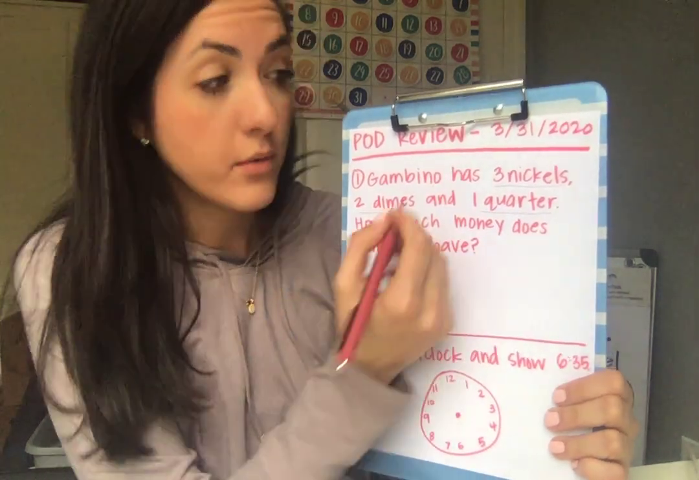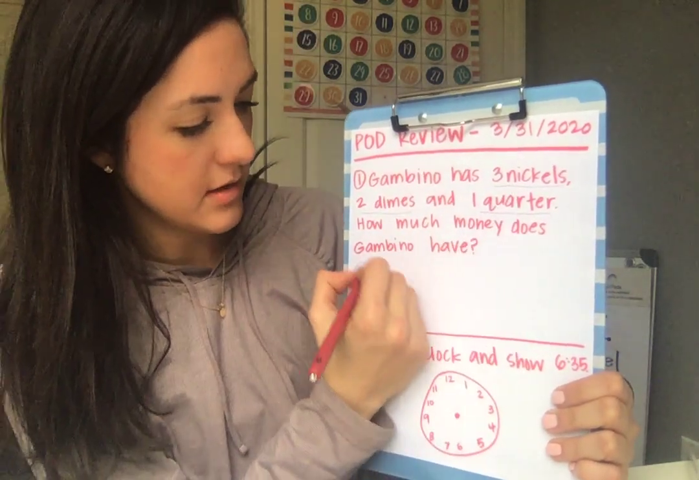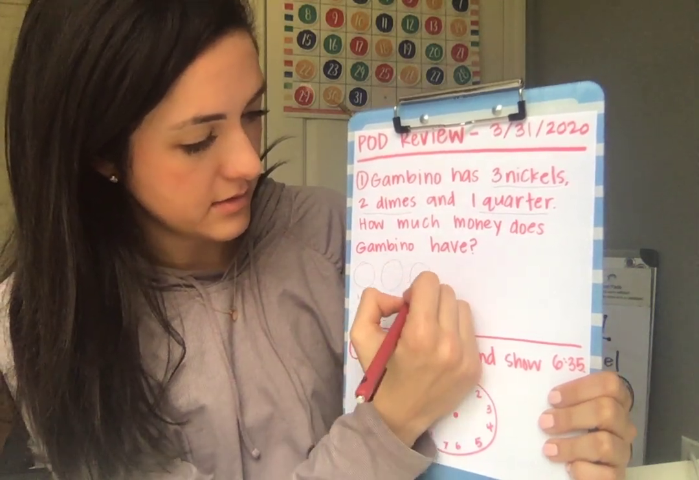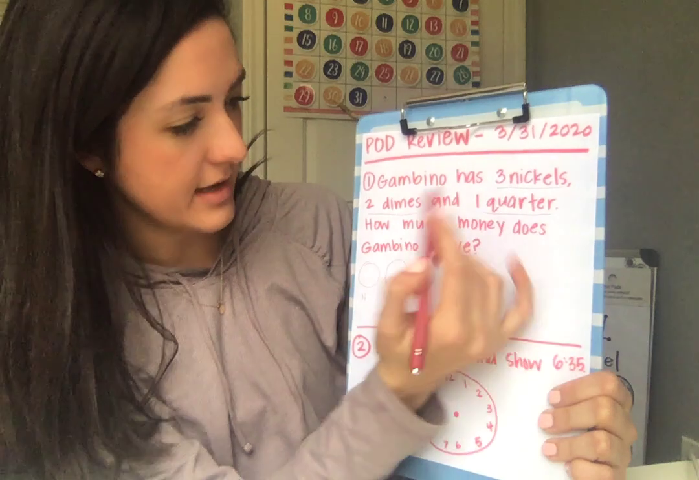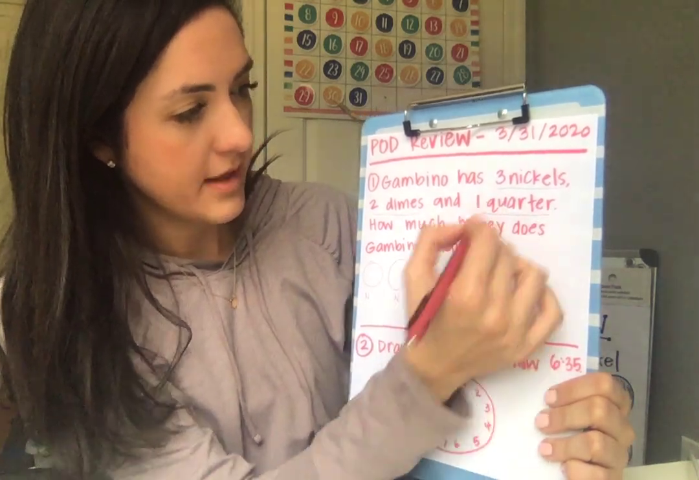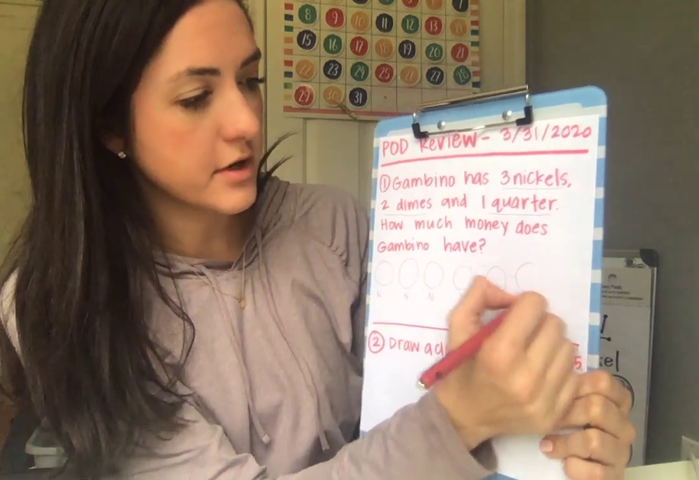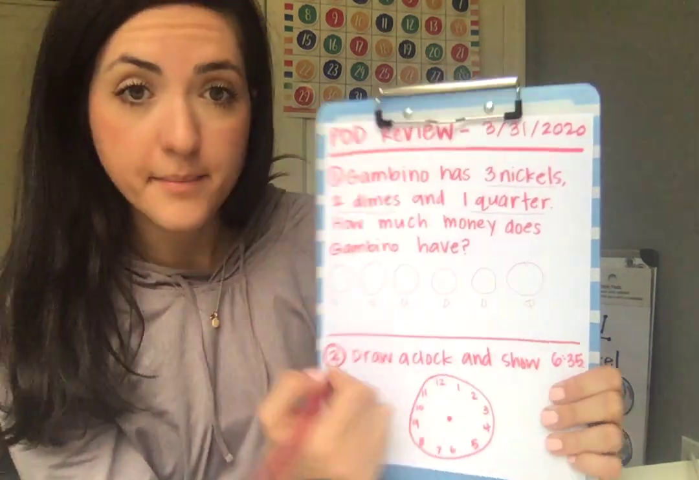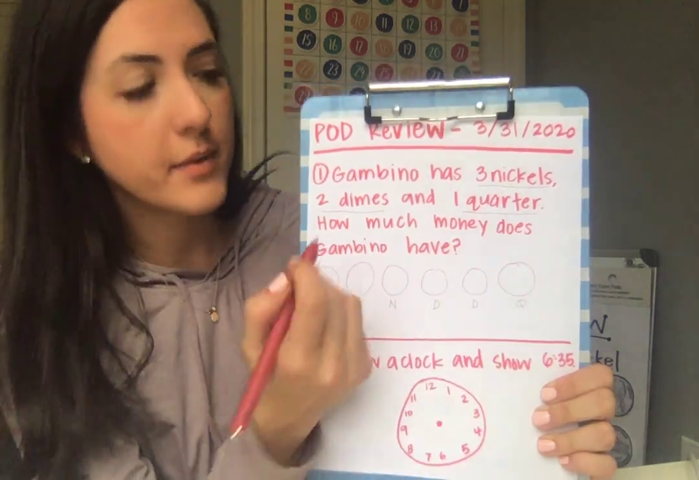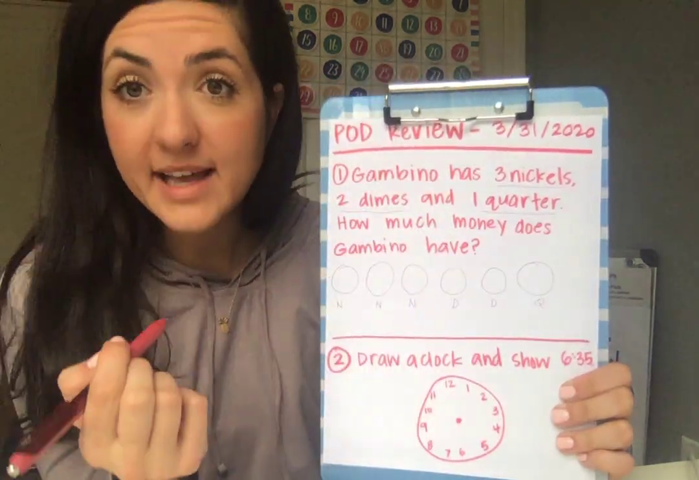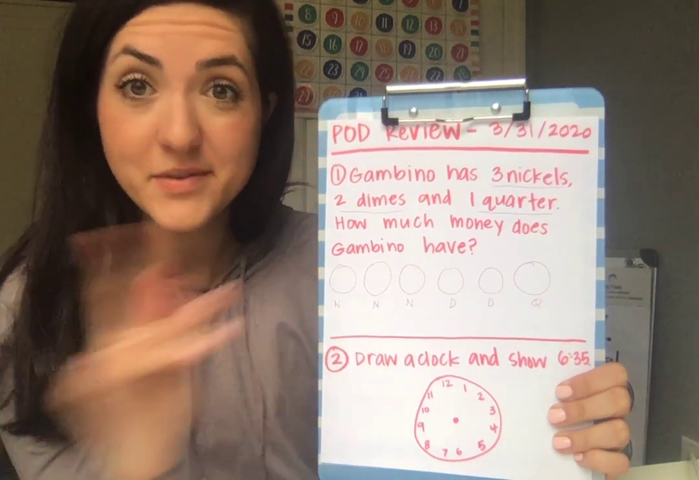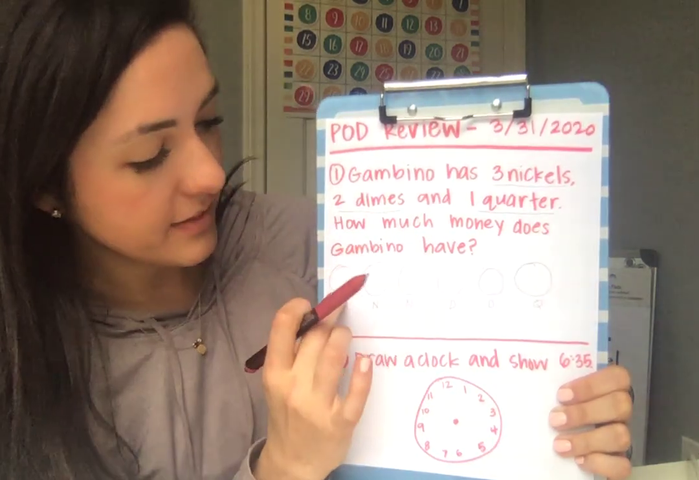Now I'm going to draw my coins. So he has 3 nickels: nickel, nickel, nickel. He has 2 dimes: dime, dime. And he has 1 quarter. My class uses touch points to review money. If your class didn't do that, just ignore this part. But let's get started here.